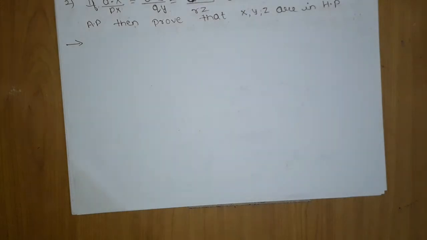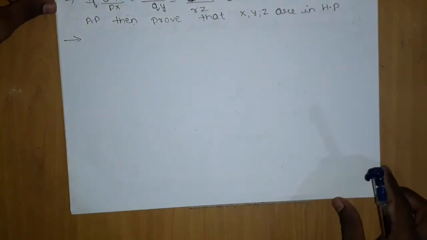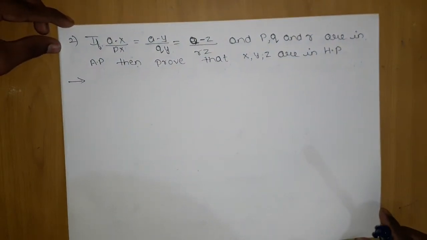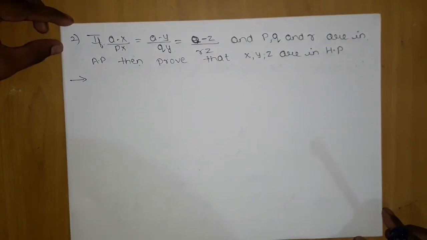Nothing much. So what it is: if (a minus x) upon px is equal to (a minus y) upon qy is equal to (a minus z) upon rz, and p, q and r are in AP, then prove that x, y, z are in HP. This is just a theoretical proof type question, and you have to keep in mind that you remember its proof.